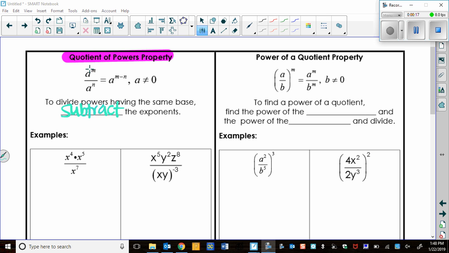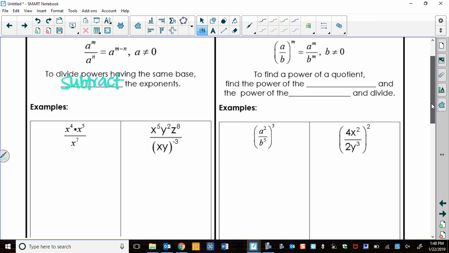So if you look here, the numerator has the power of m, and the denominator has a power of n, but they both have the same base, so what you're going to do is subtract. Remember this rule we talked about, that's just saying that you cannot have 0 in the denominator. So let's look at some practice problems and then I'll explain why it happens the way it does.